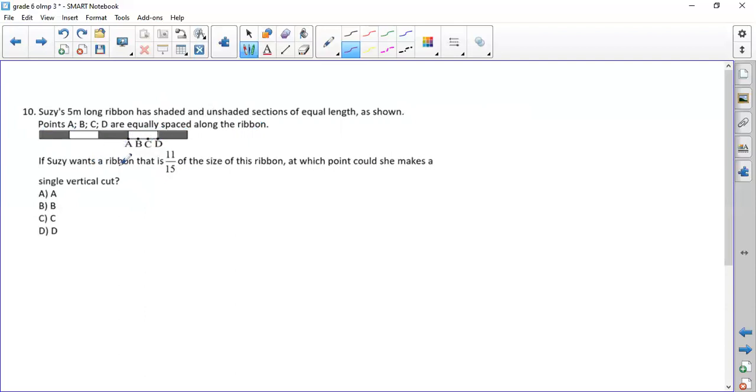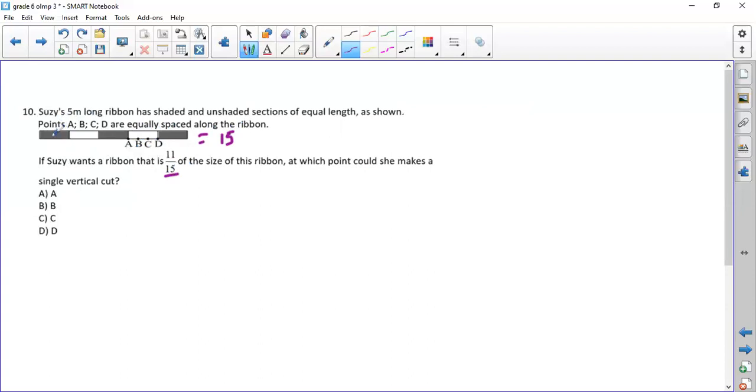Now, if Susie wants a ribbon that is 11 over 15 of the size of this ribbon, at which point should she make a single vertical cut? So in total here we have 5 parts. And these letters have divided each of these parts into 3 equal parts. So if I make this division into all the other parts, the division that A, B, C, and D have done, in total I will have how many parts? 3 times 5, 15 parts. Okay, and 15 parts are the parts that I need.